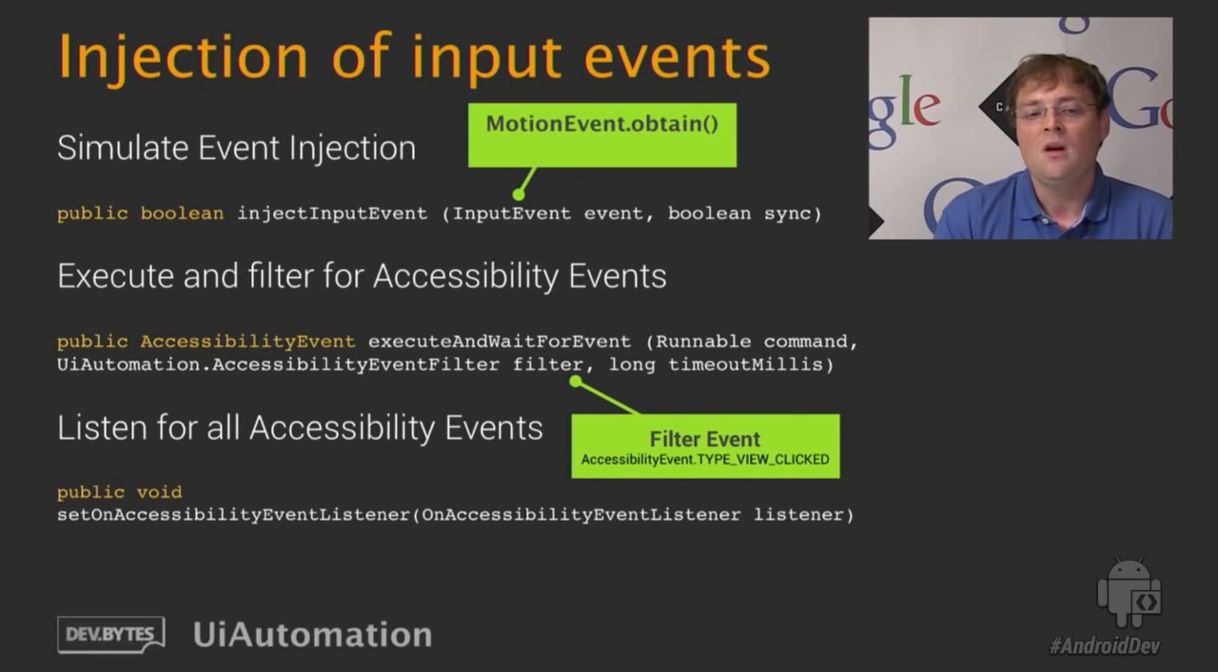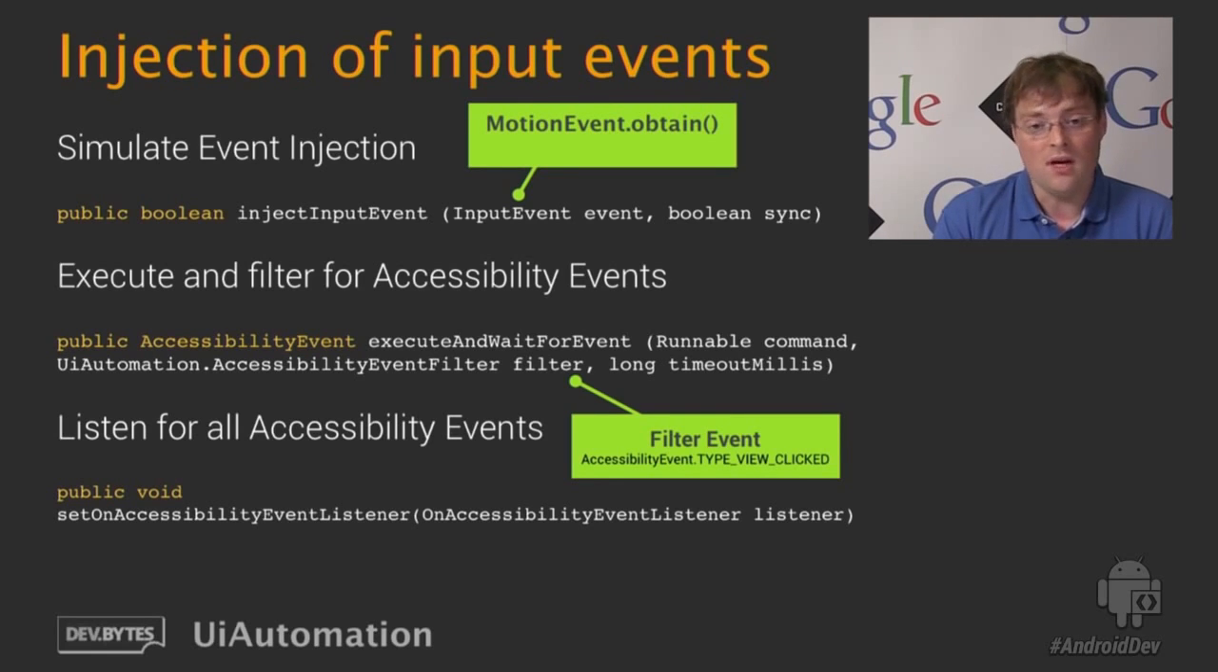Furthermore, you can execute commands and listen for their corresponding accessibility events using an accessibility event filter. For example, we can pass a runnable as a parameter to executeAndWaitForEvent, which taps on the screen, and then verify this tap by listening for the corresponding accessibility event.